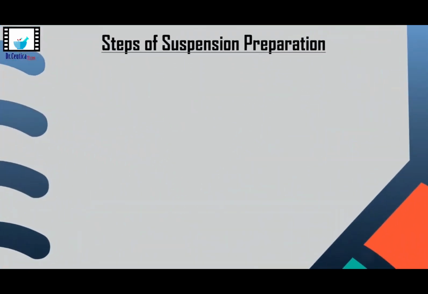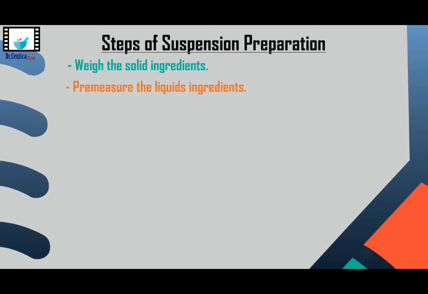Well, usually in pharmaceutical suspensions, there would be solid ingredients and liquid ingredients. So the first thing to do usually is to weigh the solid ingredients. Next, we pre-measure the liquid ones. The third step depends on the type of the ingredients in the formulation to be prepared.